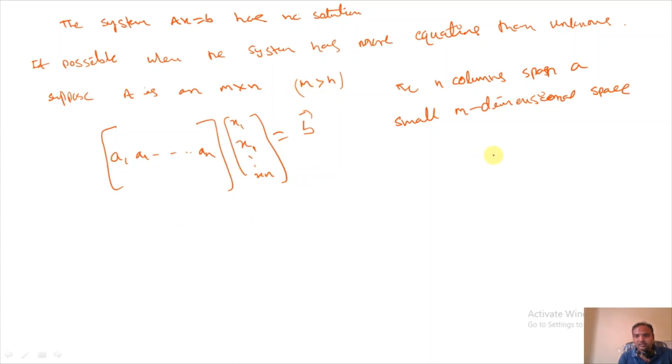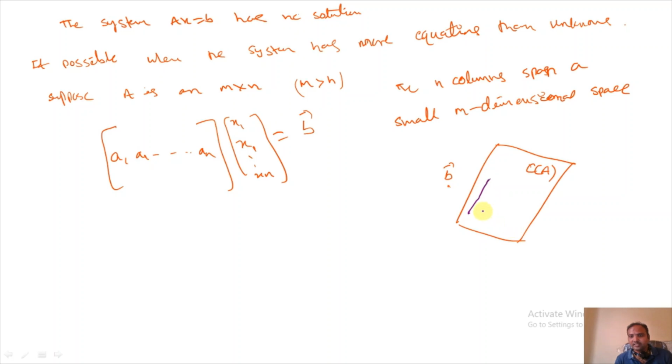When the system has no solution, that means b lies outside the column space. Suppose we take b as a vector outside. To get a solution, we have to convert b to be in the column space, so we project b onto the column space. This is the column space. How to project? Suppose the projection of b is some vector.